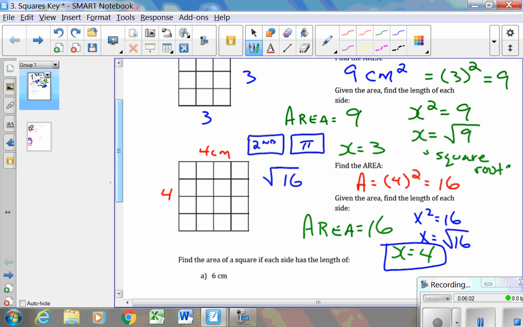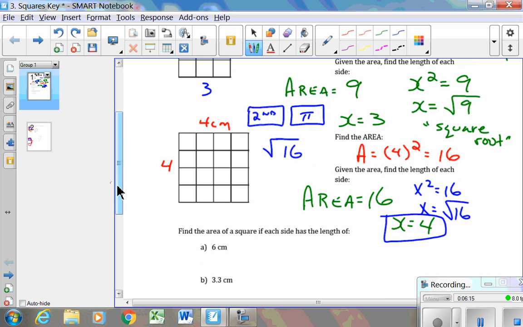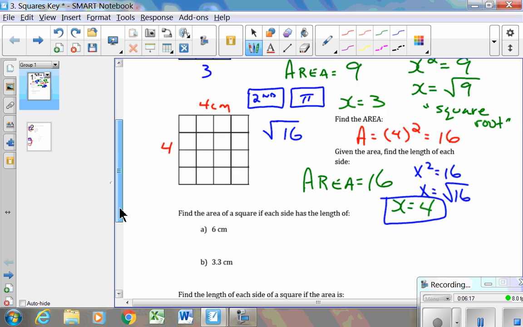you get the answer that x equals 4. So what I want us to see when you have the diagrams right there in front of you is that the opposite of squaring something is to square root it. And we can square root squares to figure out the length of the sides.